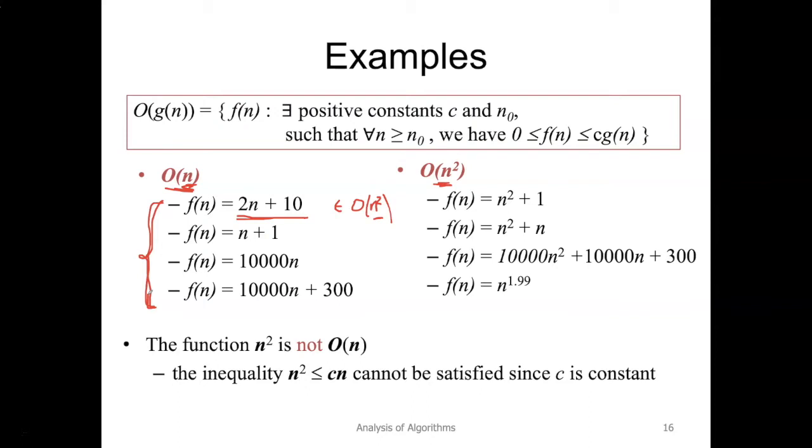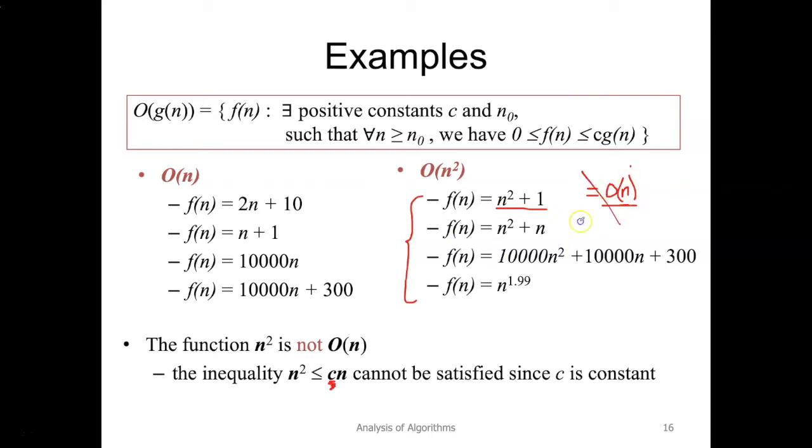But we wouldn't be able to go the other direction. Each one of these functions is big O of n squared, but we would not be able to say that any one of them is big O of n. The reason for that is there is no constant that we can come up with so that, for example, n squared plus 1 is less than or equal to some constant times n. We would have to be able to show that in order to say that this function is big O of n. So this isn't possible for any of the functions on the right.